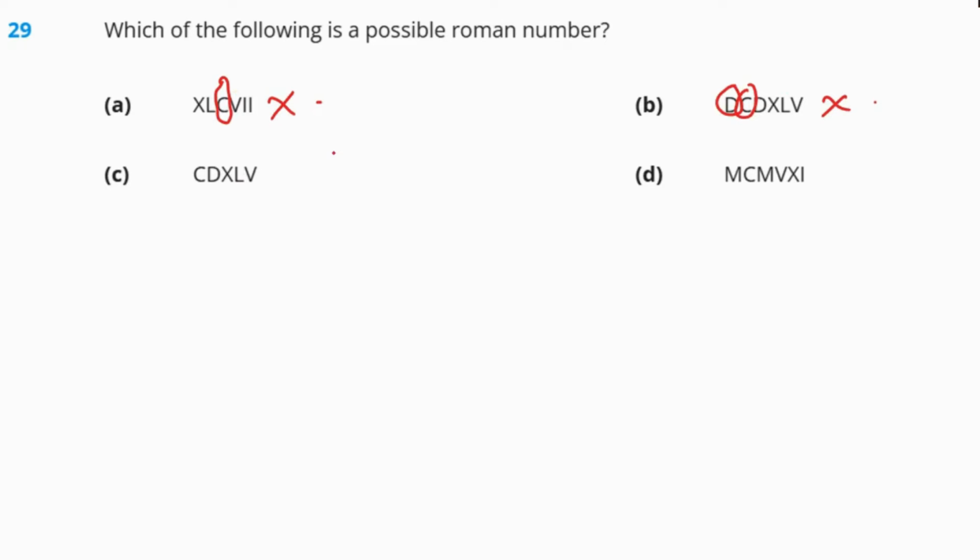Next, CDXLV. CD means 400, and XL means 40, and V is 5. So this is 445, the correct way to write a possible Roman number. And the next one is MCM. This is also not the way to write the Roman number. Only CDXLV, 445, is the correct option. So option C is the correct one.